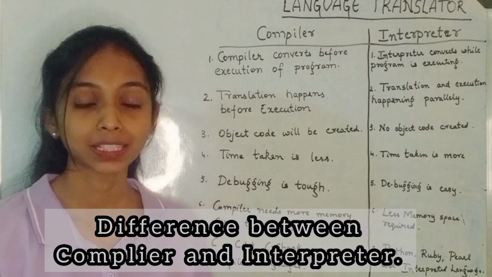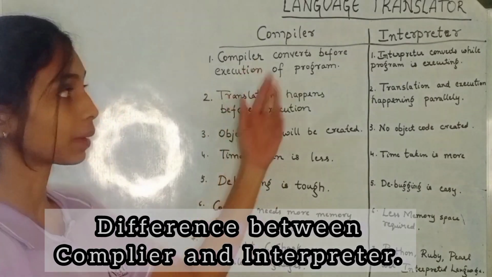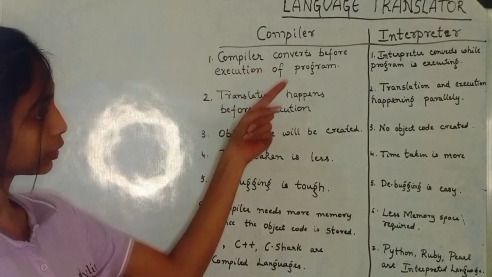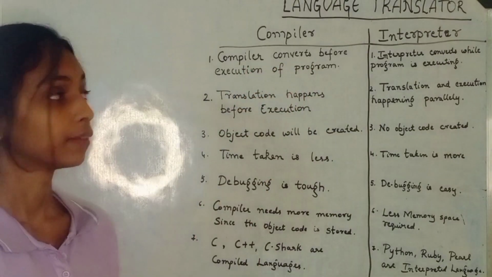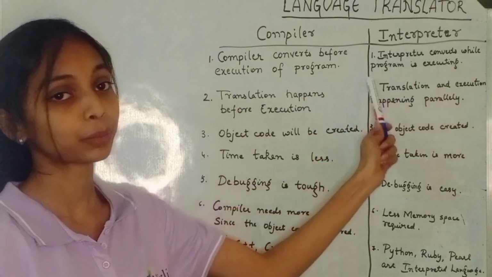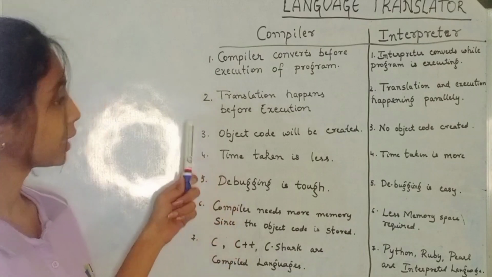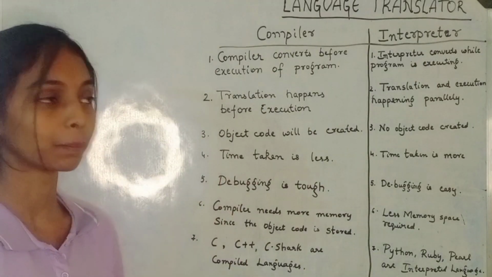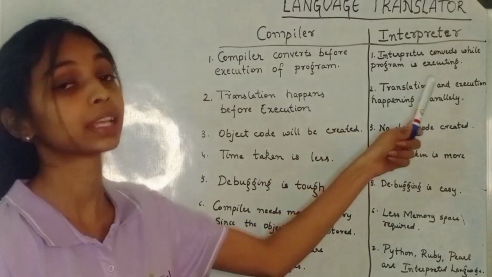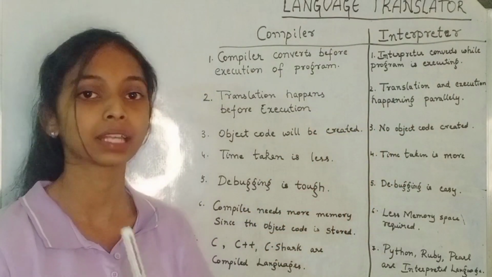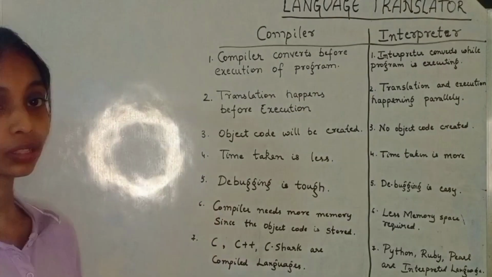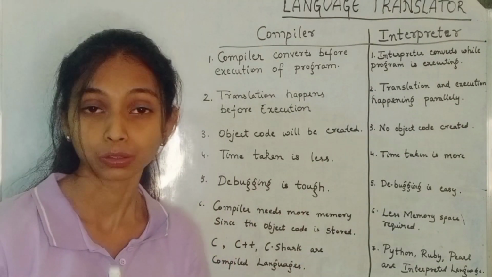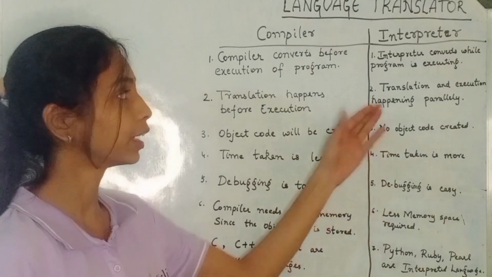So guys, now let us briefly describe the difference between the compiler and the interpreter. The very first point is the compiler converts before execution of the program, whereas the interpreter converts while the program is executing. The second point is translation happens before the execution in the compiler, whereas translation and execution happen in parallel in the interpreter. The third point is object code is created in the compiler, whereas there is no object code created in the interpreter.